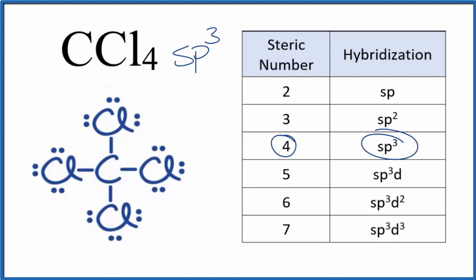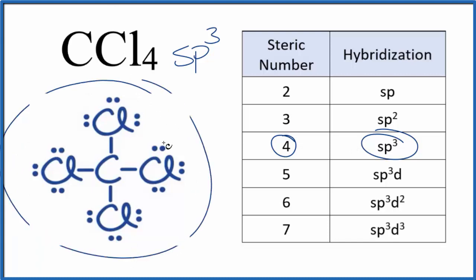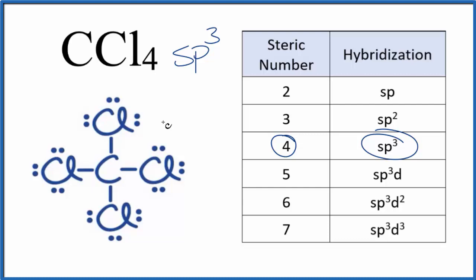Note that to figure this out, we do need to start out with the Lewis structure. So this is the Lewis structure for CCl4. If you need help with that, there's a link at the end of this video to help you with that Lewis structure. The process we used here, looking at sigma bonds and lone pairs, or looking at the steric number, works pretty well. There are some exceptions. There's a link in the description if you want to look at those.